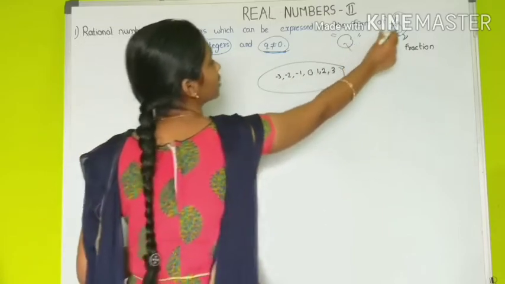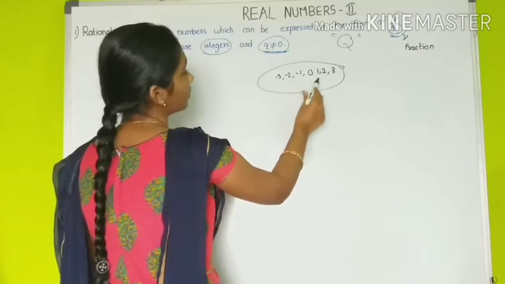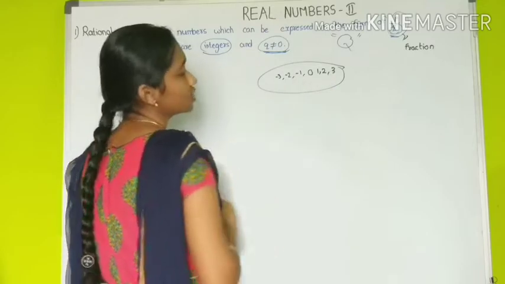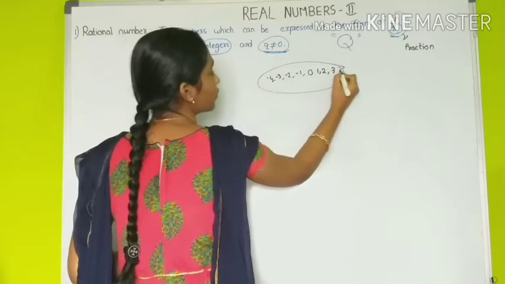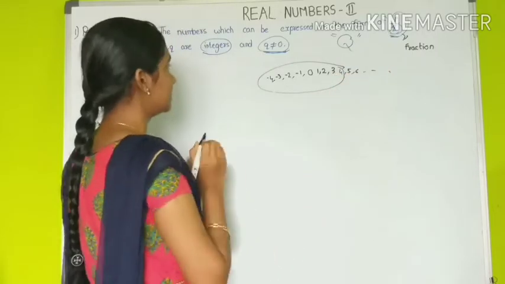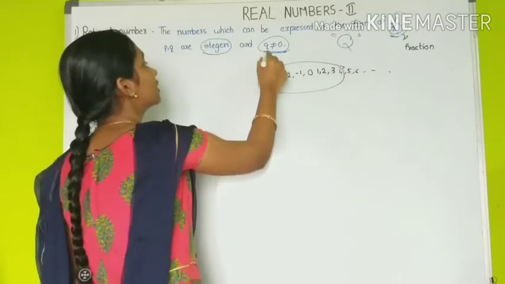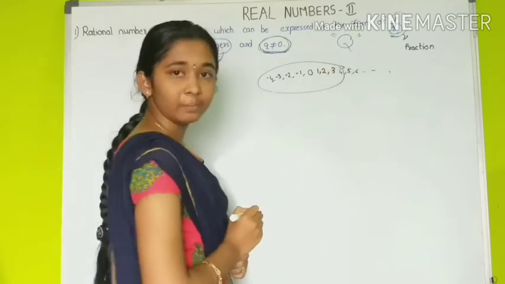And p or q, which is in the form of a fraction, should only be integers. That means they may be 1, 2, 3, minus 1, minus 2, and anything in the negative form, like minus 4, it may be 4, 5, 6 and so on. There should be only integers. And there is one condition that q should not be equal to 0. That shows that the denominator should not be equal to 0.